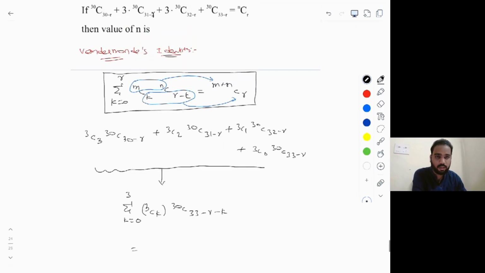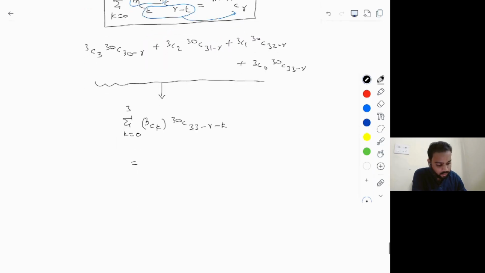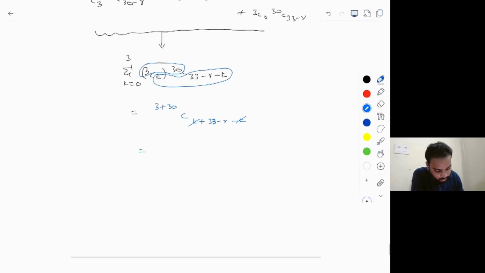Look at this formula once again. Try to go through that. Now, what was the trick that I told you? Directly add these top values, which will give you 3 plus 30, C, and add these bottom values also directly, which will give you k plus 33 minus r minus k. So k will be cancelled out. Finally, your answer should be 33C(33 minus r).